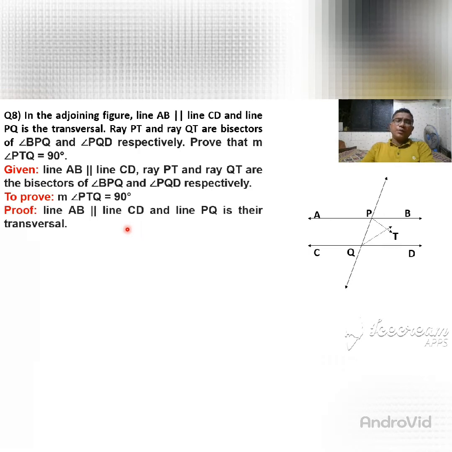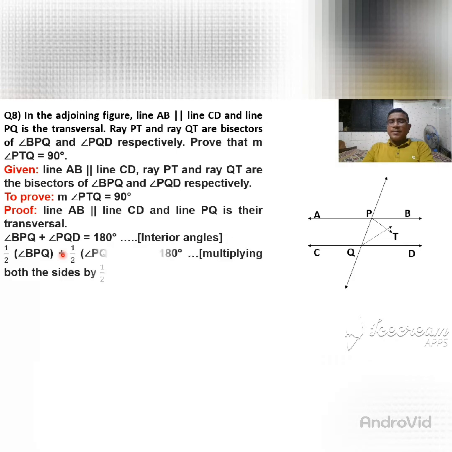What is given is written: AB is parallel to CD and line PQ is their transversal. This is the PQ line. See, this is P and Q, the transversal. So angle BPQ plus angle PQD is equal to 180 degrees. PT and QT are the angle bisectors of angle P and angle Q.